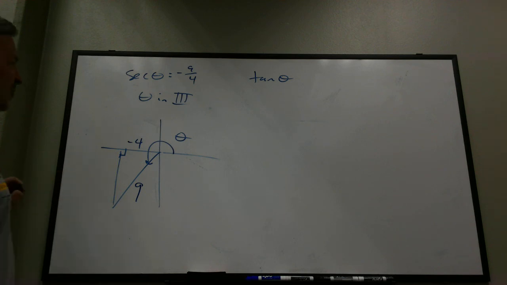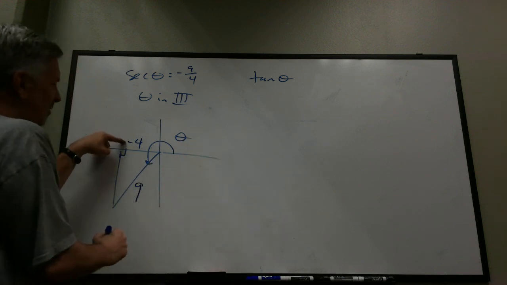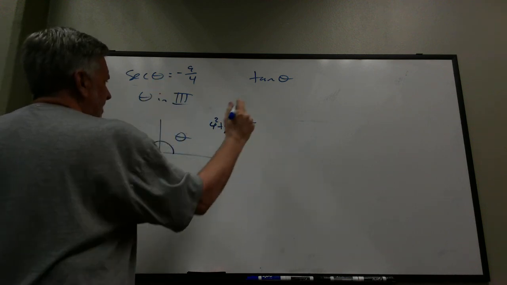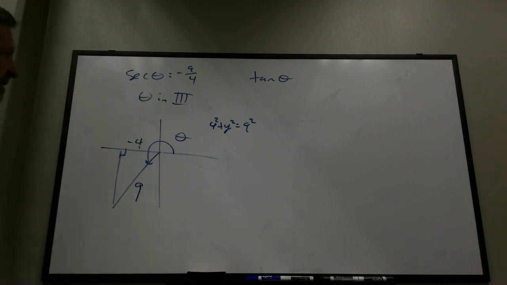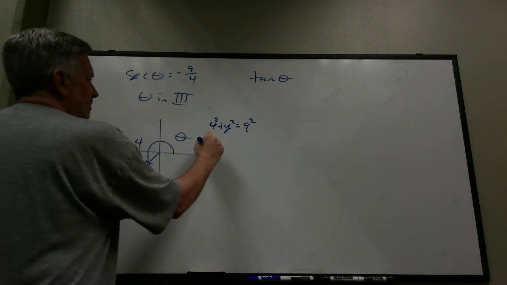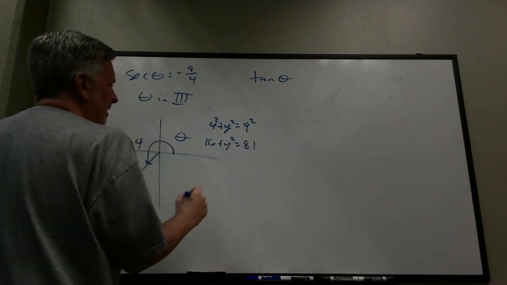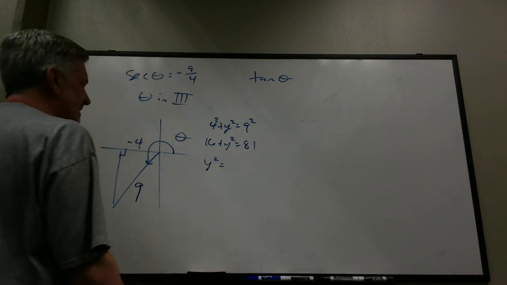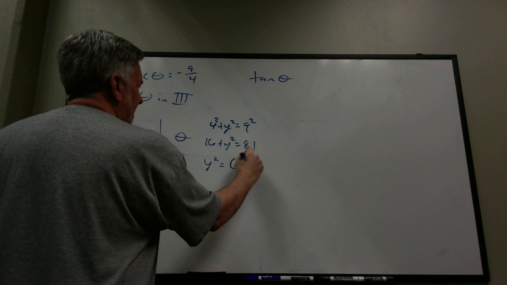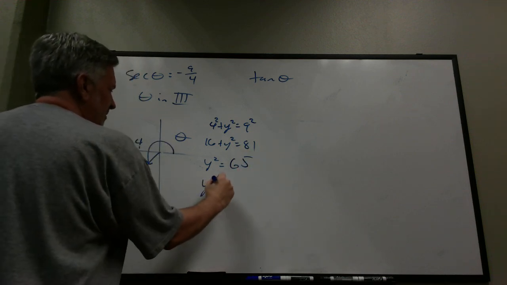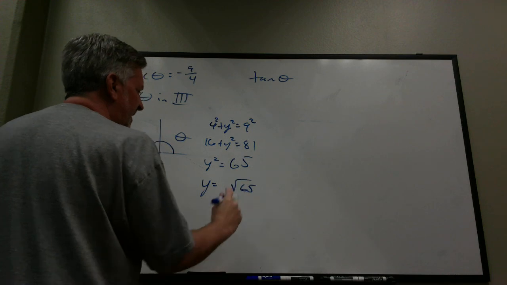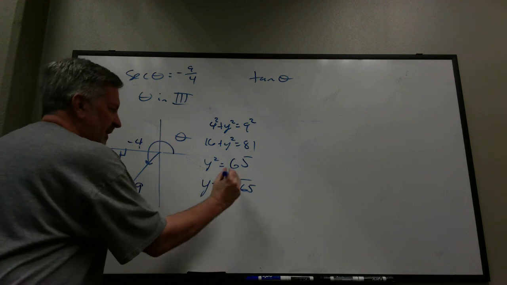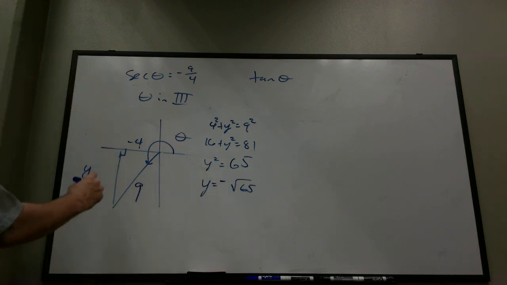Now we need to figure out this other side. Use the Pythagorean theorem. Again, I'm going to ignore the negative because I'm going to square it anyway. So 4 squared plus y squared is 9 squared. So that side squared plus that side squared is that side squared. I'm calling this y. So 16 plus y squared is 81. So y squared is 81 minus 16, which is 65. And so if you take the square root, y is the square root of 65. Now be careful, it really is plus or minus. Notice I'm in the third quadrant, so y is really going to be negative. It's not the positive square root, it's the negative.